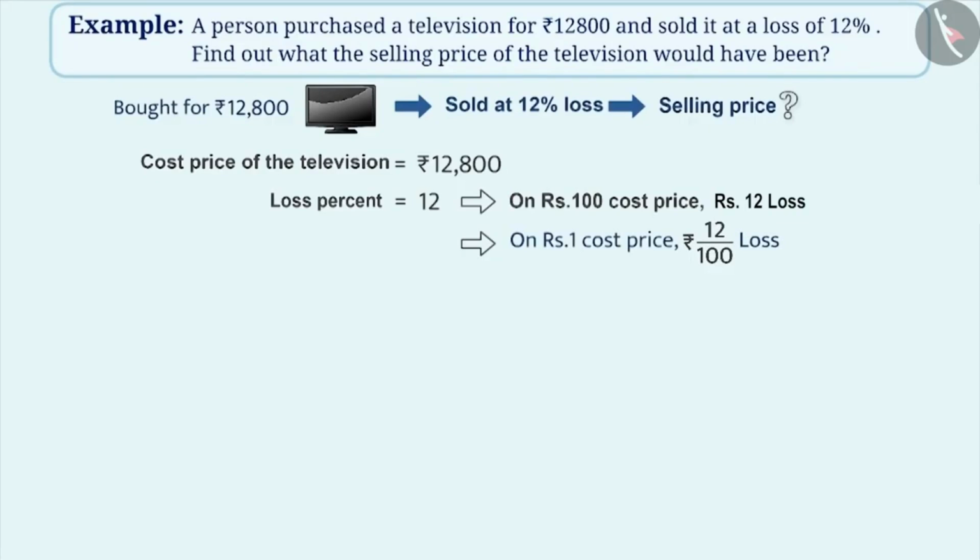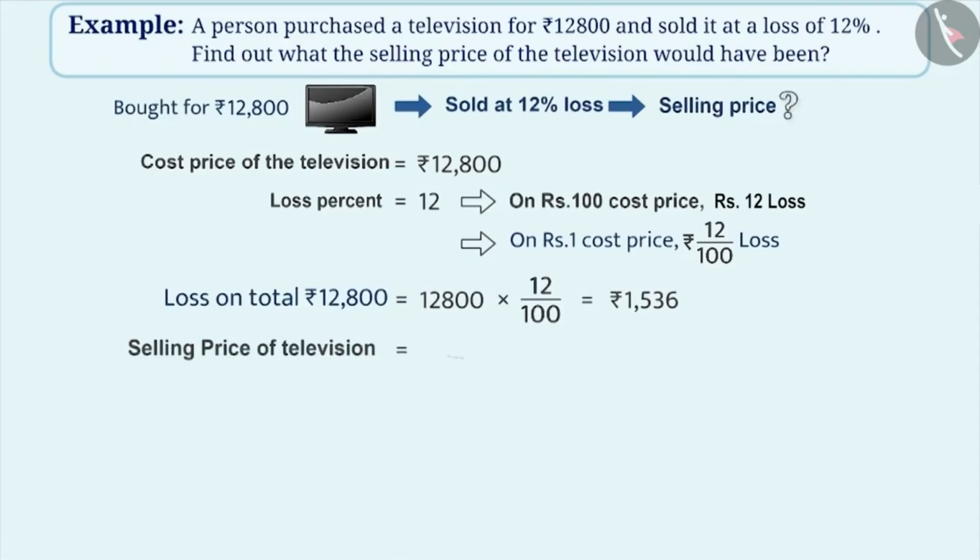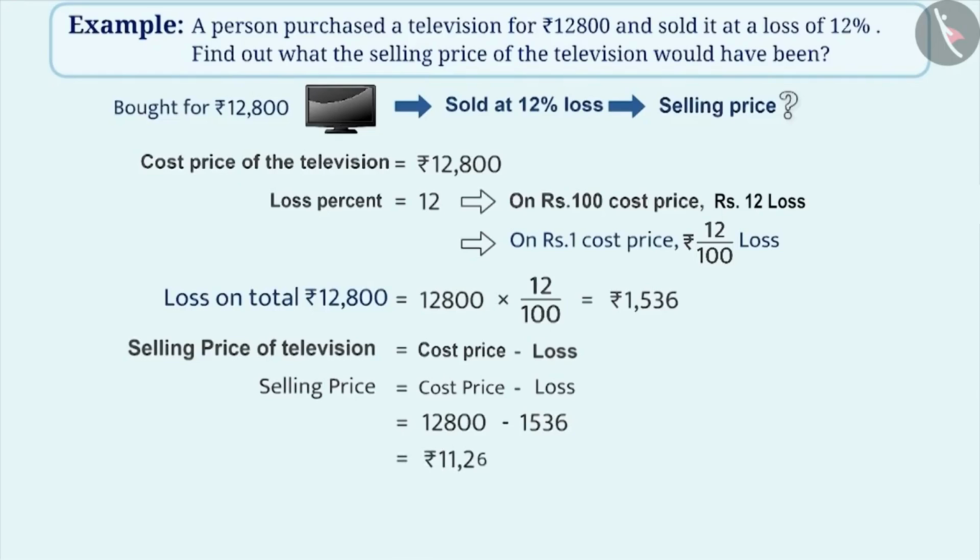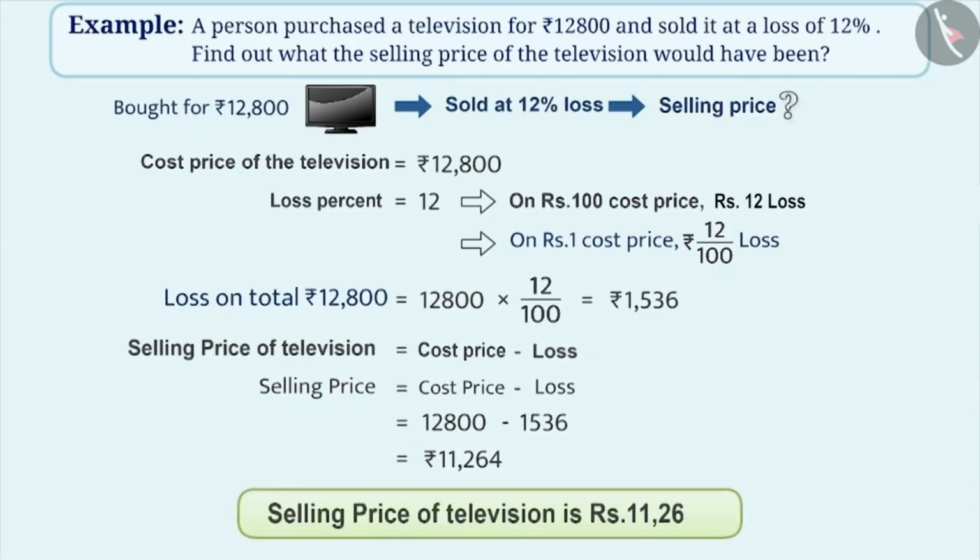Therefore, the total loss on 12,800 is equal to 12,800 into 12 by 100, which is equal to 1,536. Selling price of the television is equal to cost price minus loss, or SP is equal to CP minus loss, which is equal to 12,800 minus 1,536, which is equal to 11,264. Thus, the selling price of television is rupees 11,264.